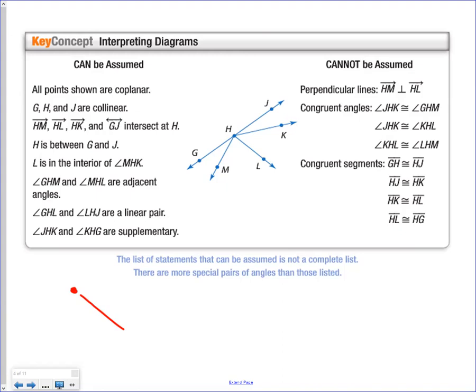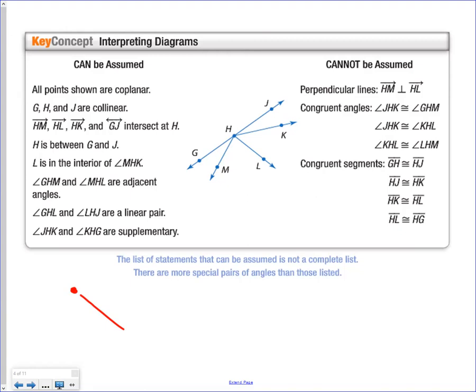Things that we cannot assume. We can't assume perpendicular lines. We can't assume congruent angles. And we can't assume congruent segments. In other words, with the exception of a line being a line, we don't assume angle measures at all. We don't assume lengths at all. So just because two things look like they're congruent does not mean they have to be congruent.